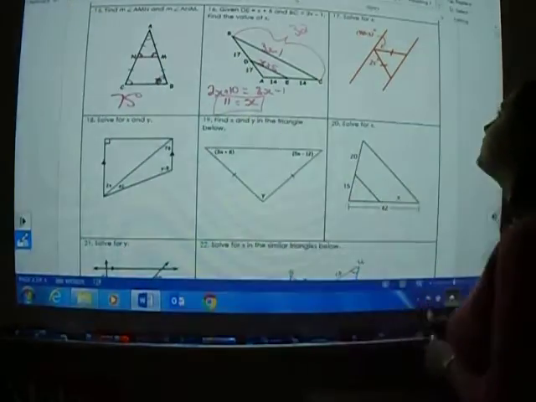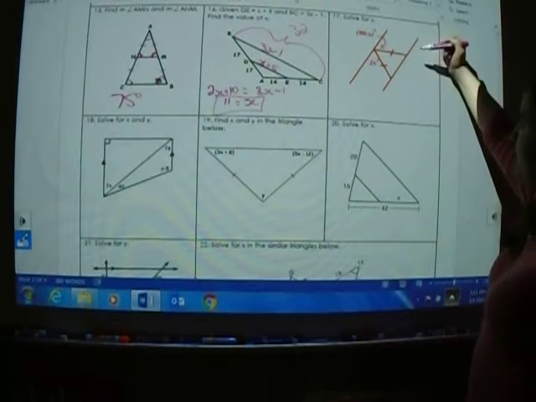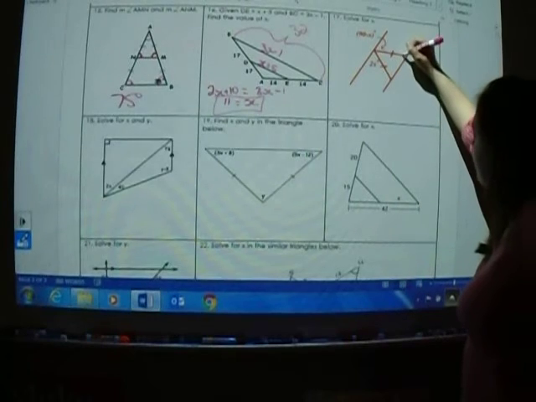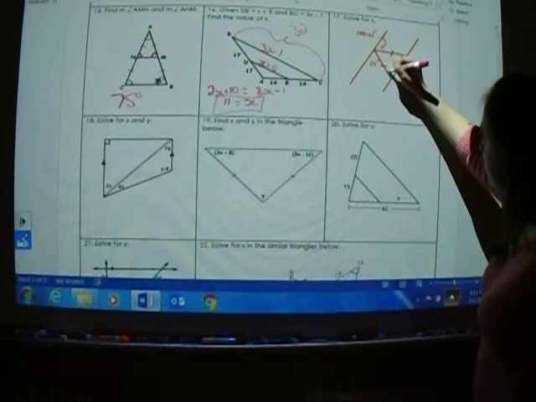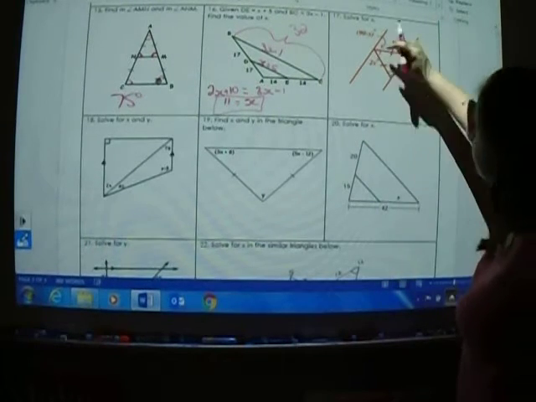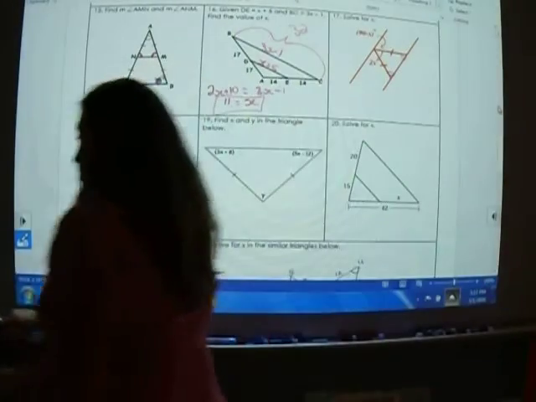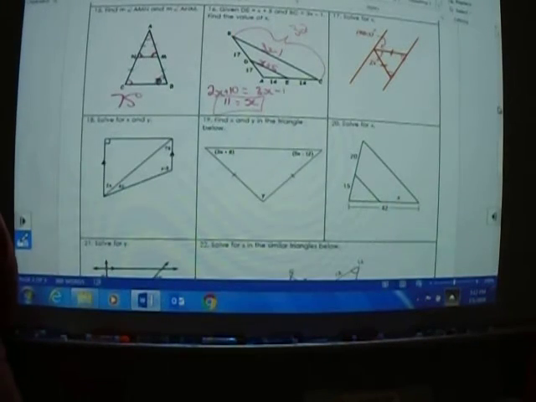Once again, we're solving for x, okay? Since this is an isosceles triangle, these two angles are equal to each other, and this is a separate angle. Oops. Let me take a look at what I did here.